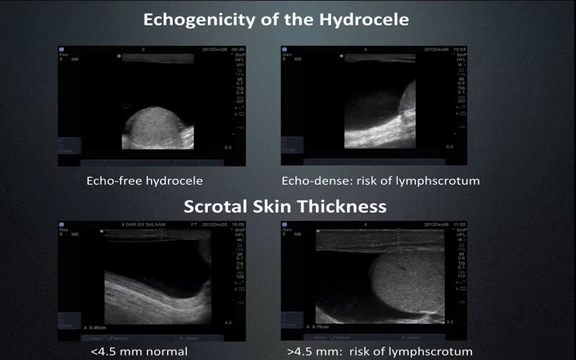The scrotal skin thickness has been correlated with the type of hydrocele, with a scrotal skin thickness of more than 0.45 cm being an indicator for the risk to develop a lymph scrotum.